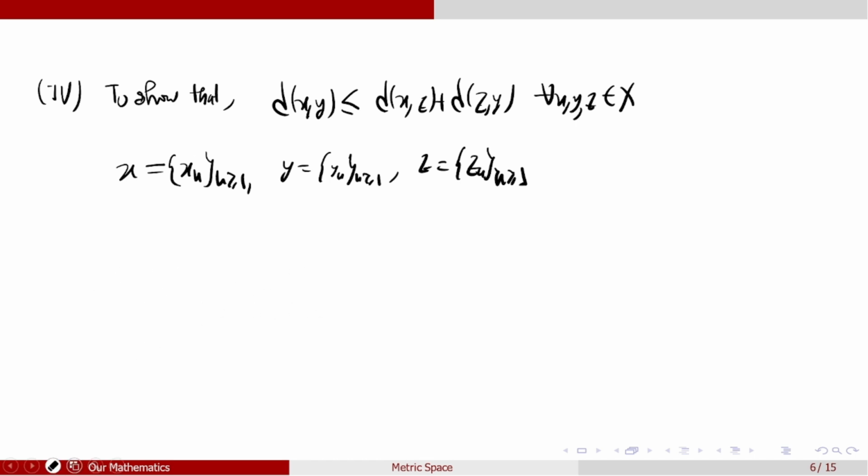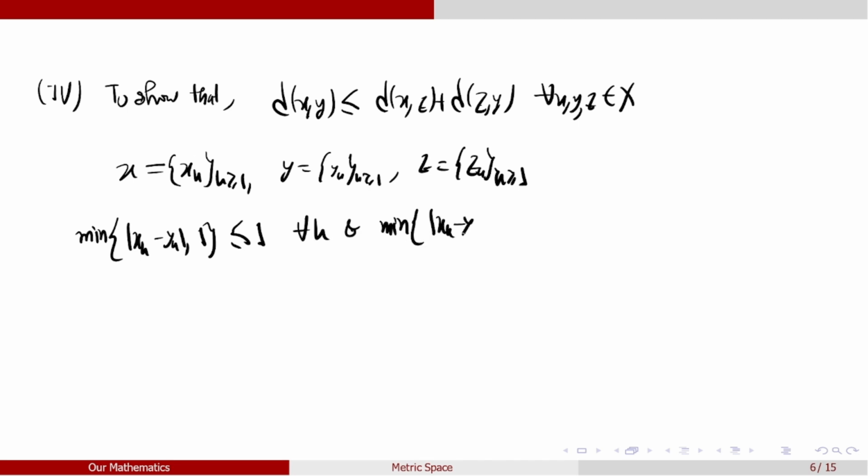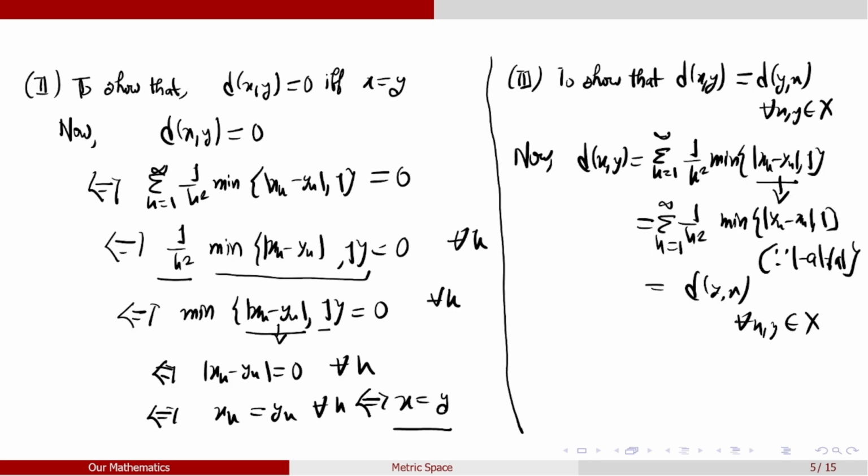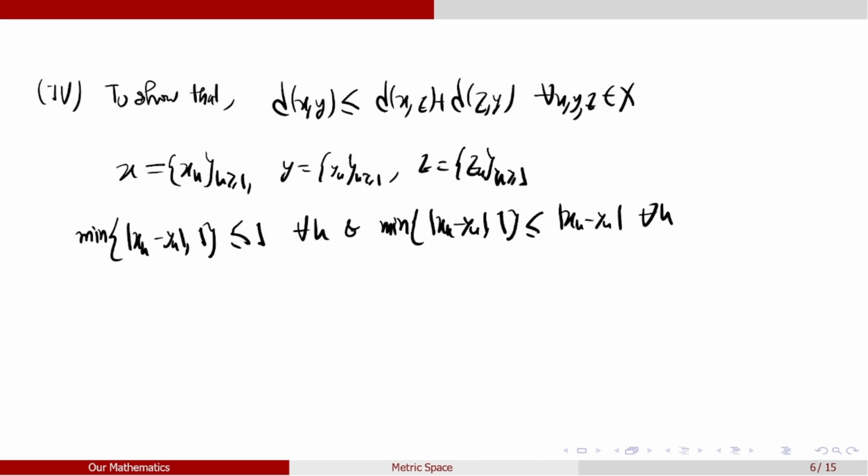Alright, let's first of all rub this off. Now we'll write, minimum of mod of xk minus yk comma 1 would be less than or equal to mod of xk minus yk, and less than or equal to 1 for all k. So this is what we have got.